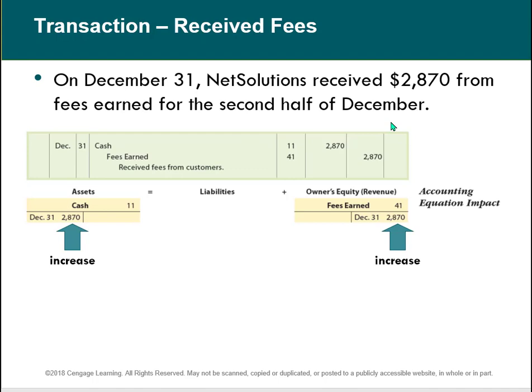Then they received $28.70 from fees earned for the second half of December. We're going to increase cash and increase revenue, fees earned. Okay, and we're taking revenue and expense, and they're in here inside of owner's equity, right? Revenue increases owner's equity, and expenses would decrease it.